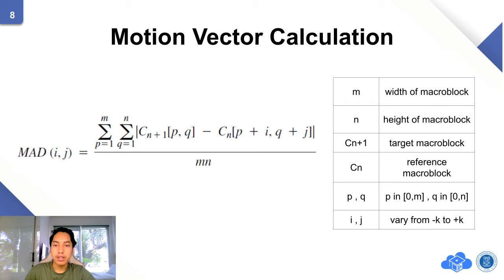I and J is the motion factor, where the value varies from minus k to plus k. We need to calculate this MAD because the goal of the search task is to find a motion factor where the mean absolute difference is minimum.